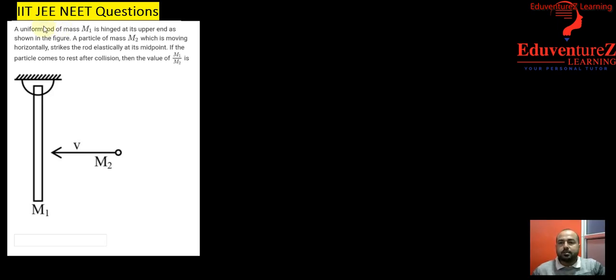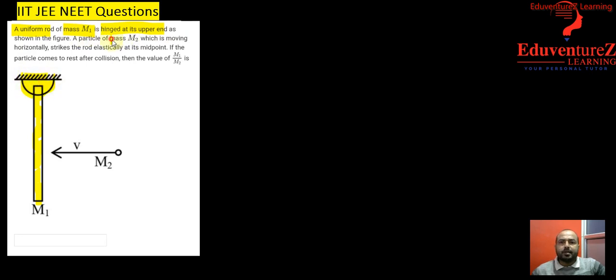Hello student, here is a question which says a uniform rod of mass m1. This is the rod, and its mass is m1. Now it is hinged at its upper end. It is hinged at this point.